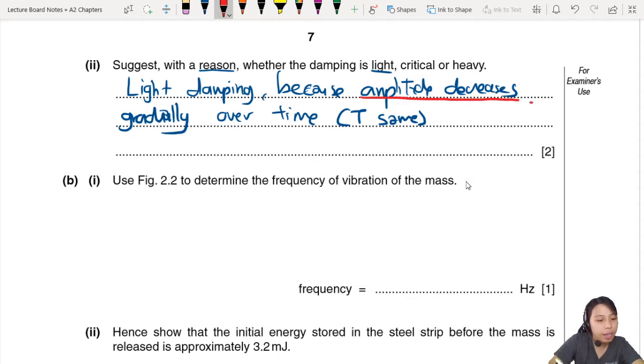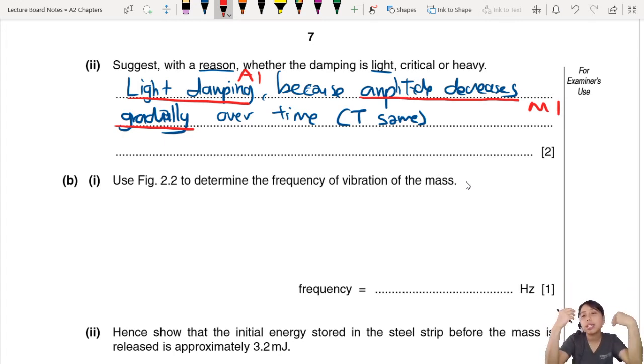This is an M1 mark, gradually. And A1 for light damping. So if you just say light damping, you won't get any mark because the A mark is linked to the M mark. You must get the M to get the A. Method mark.